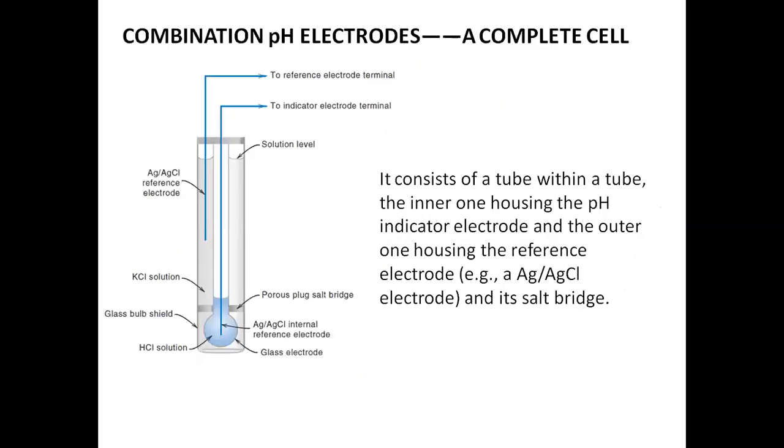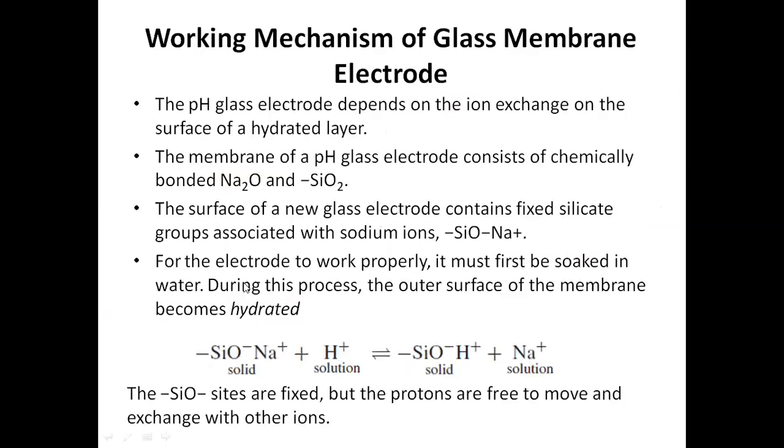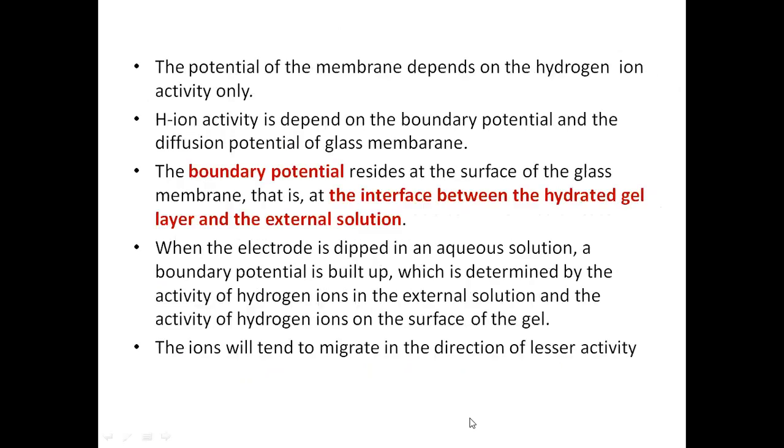This is the combined glass electrode with the sample solutions also. This is the working mechanism. We have to remember three things in the working mechanism: exchange of sodium ion with the proton, and only the proton ion is responsible for the potential change. Then the potential activity of this H plus ion is dependent on the boundary potential and the diffusion potential, and the role of boundary potential is very big compared to the diffusion potential.